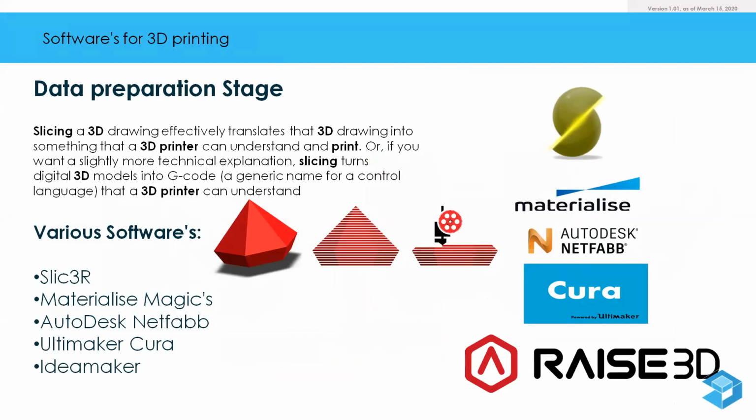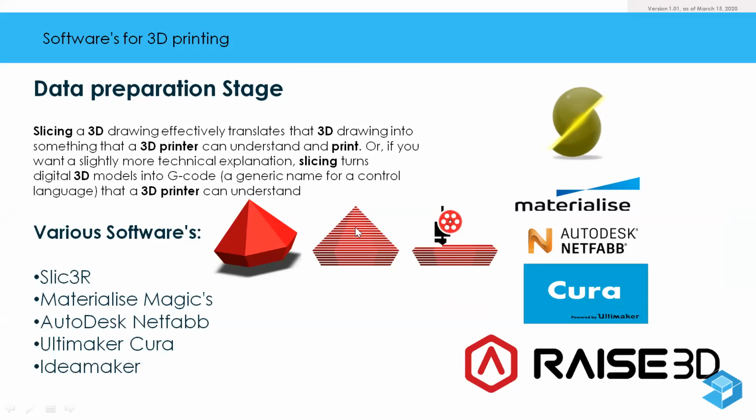Now, in the data preparation stage, slicing is another requirement that you need to do. As I said before, the 3D model is sliced into individual slices, as you can see over here. Let's say, take for example, this diamond object. It is cut into individual slices.